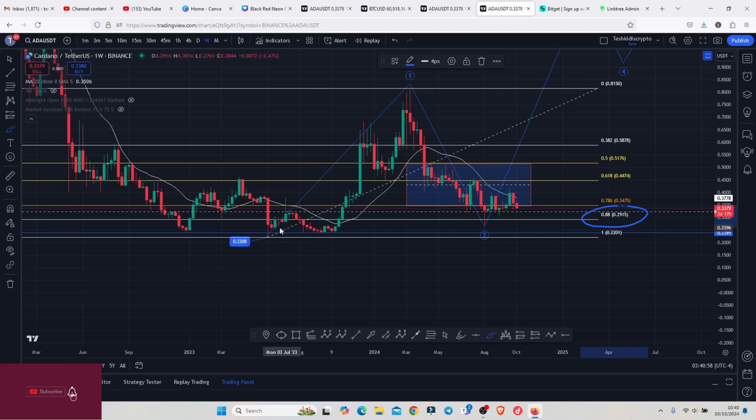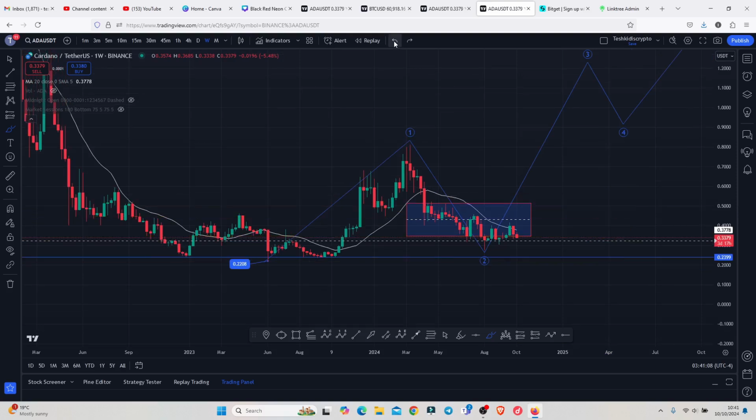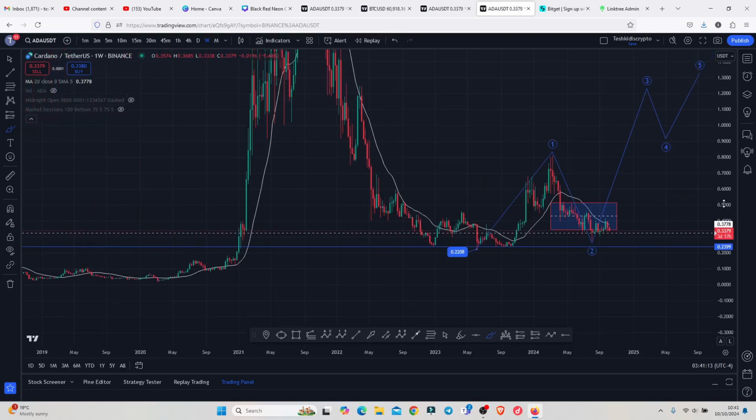in a move that can easily give us a reset of the lows that we made on the 5th of June below the 0.2208. And if by any chance we lose the 0.2208, then that will be suggesting a massive breakdown move in a move that can easily get us below the $0.2. So that is my long-term perspective here on the Cardano chart.